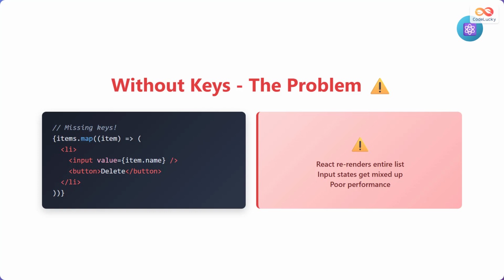Here's what can happen if you don't use keys properly. In this example, keys are missing. React might re-render the entire list, even if only one item has changed. This can lead to performance issues, especially with large lists. When React re-renders the entire list, input states can get mixed up. This can cause unexpected behavior and a frustrating user experience. All of this leads to poor performance and a less than ideal user experience.